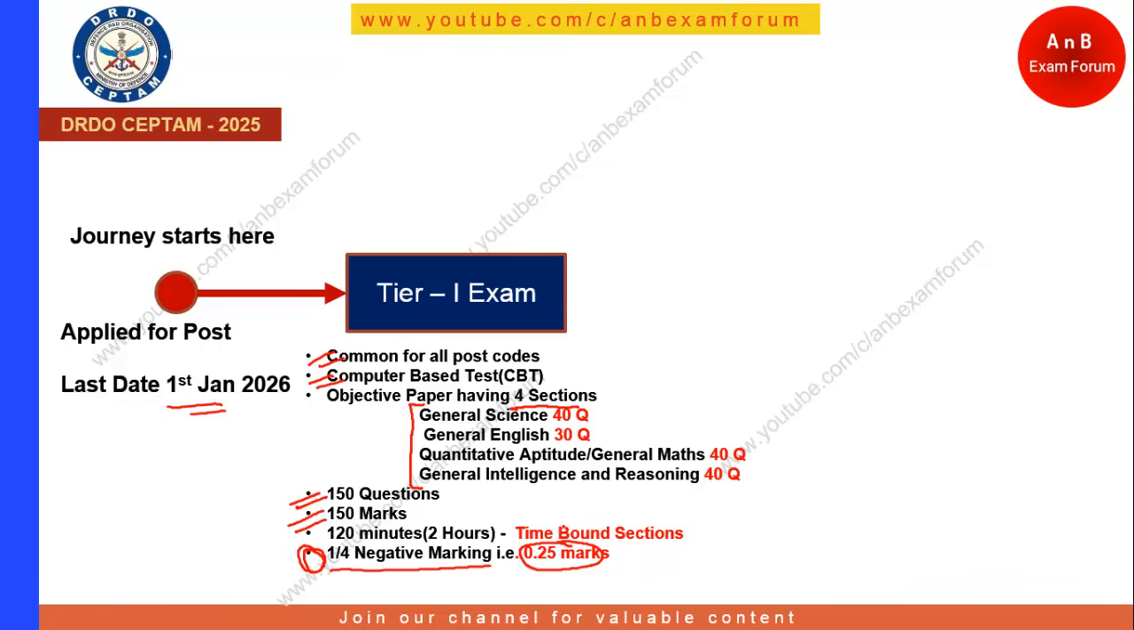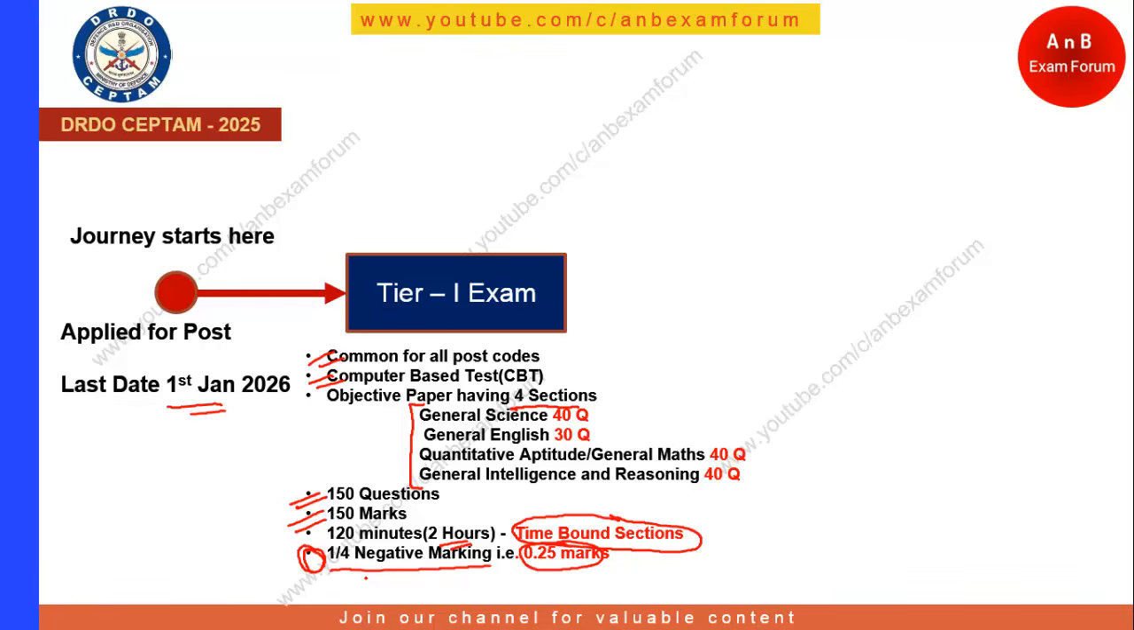One more new thing this time is the time-bound section. This is very important. Based on the number of questions, equal time will be allotted. Only in general English will you have less time, otherwise all three 40-question sections will have equal time. The total duration will be 2 hours, which is a good amount of time. So in 2 hours you need to solve 150 questions, each carrying 1 mark, thereby 150 marks, and there will be 1/4 negative marking.